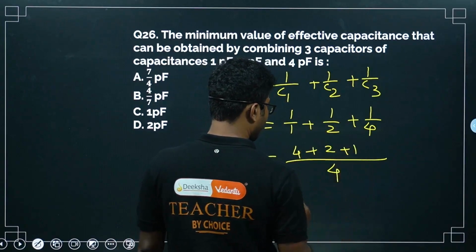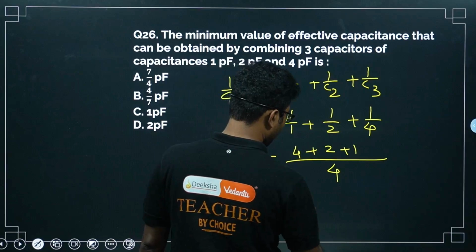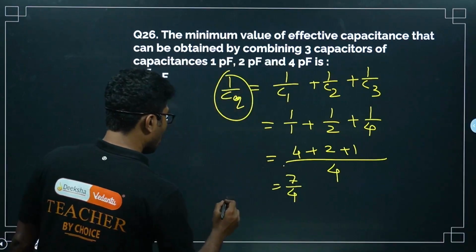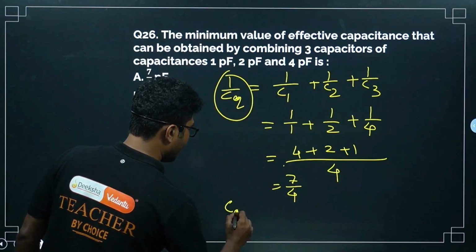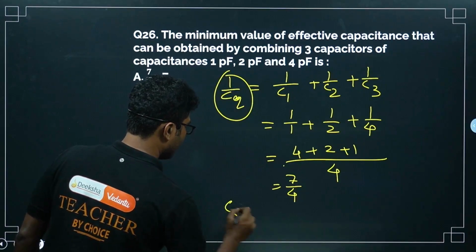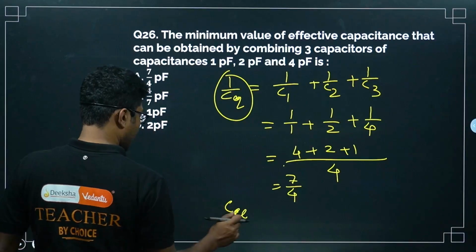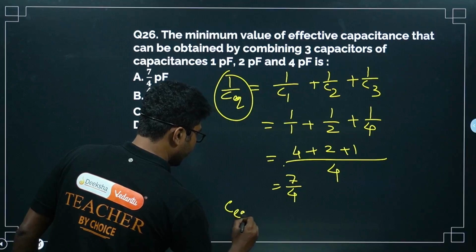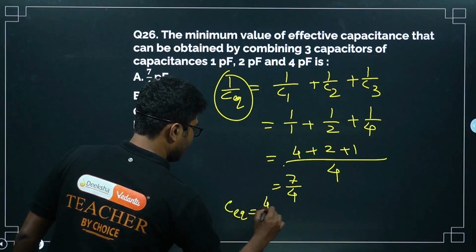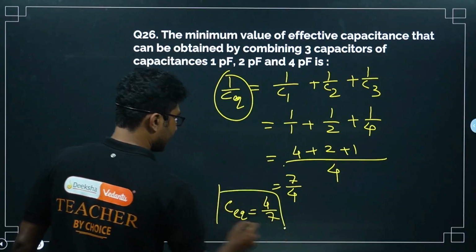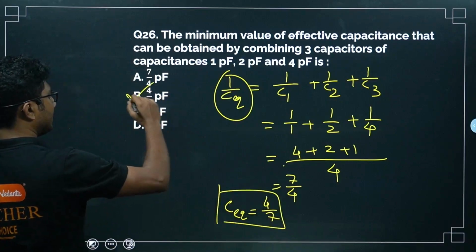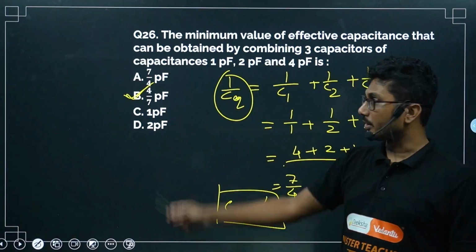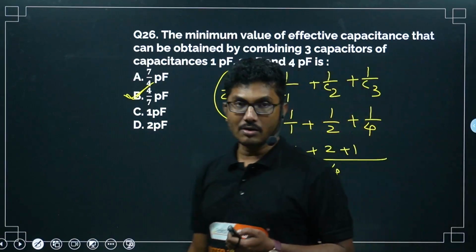So don't ignore. And most importantly, once you calculate, because it is 1 by C equivalent, don't forget to take the reciprocal and find the final answer. To find the final answer, you have to take the reciprocal, that is 4 by 7. This is the correct answer. So 4 by 7 is the lowest possible value. Don't get confused and answer 7 by 4. If you answer 7 by 4, everything will be gone.